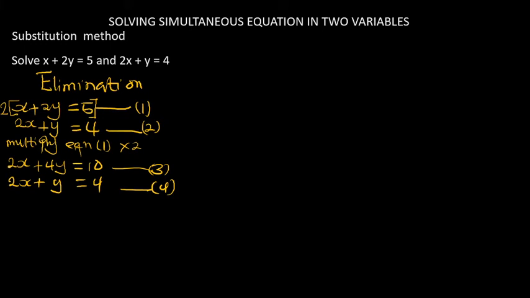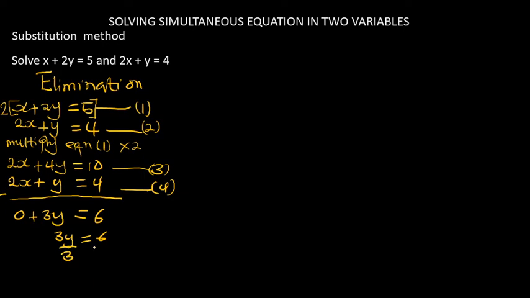Because the x terms are both positive and we need to get rid of them, what we need to do is subtraction. Let's subtract equation 4 from equation 3. If we do that, 2x minus 2x gives us 0. 4y minus y gives us 3y. 10 minus 4 gives us 6. So we now have 3y equals 6.